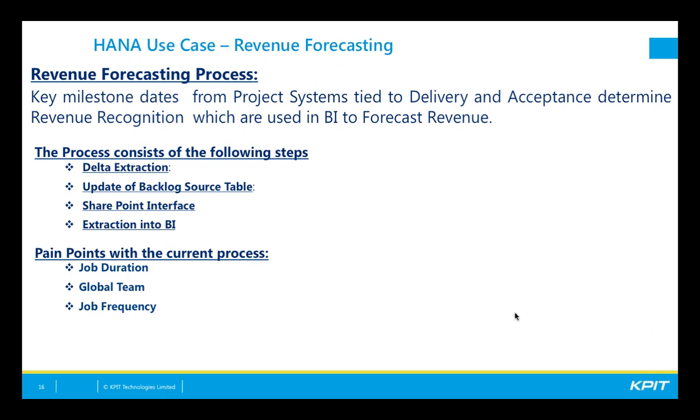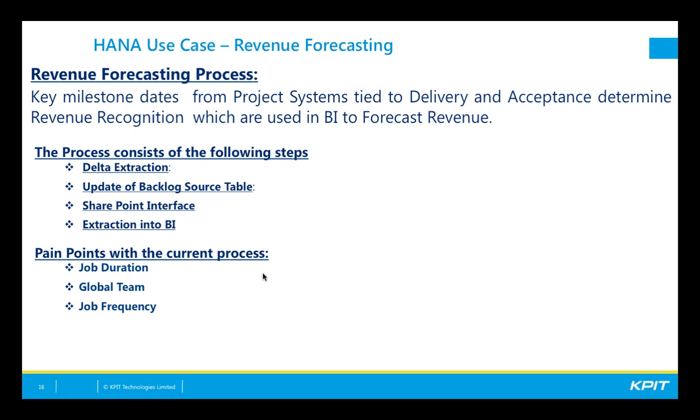Once it identifies the delta changes, we'll go through and reprocess those delta changes and update our backlog source table, which is kind of like a buffer table or a staging table. From there, we export that information to SharePoint via an interface, and our BI environment will pick that up from SharePoint and bring that into the BI revenue forecasting tool.